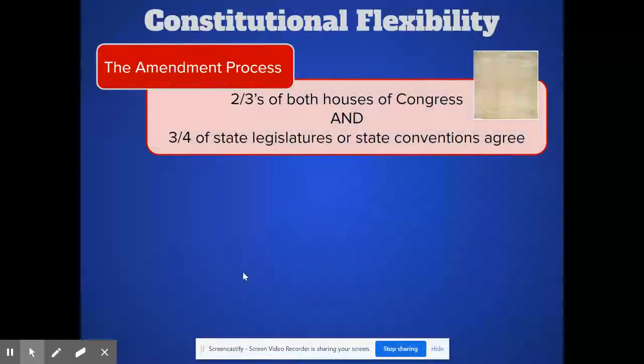The first one is through the amendment process. There are 27 amendments to the Constitution. It has been changed 27 times. The first 10 obviously showing up all at once with the Bill of Rights in 1791. And then after that, only 17 times since 1791. So it's quite a difficult process to get an amendment passed. You see, you need 2/3 of both houses of Congress and 3/4 of all the state legislatures. So it's a lot of people to agree to something. That's why it's only happened 17 times since 1791.